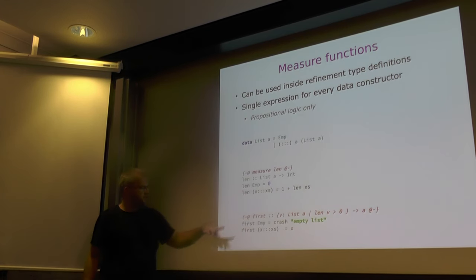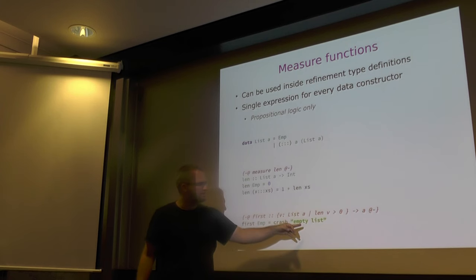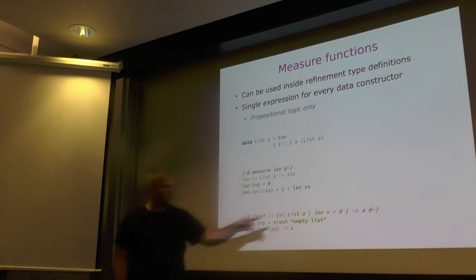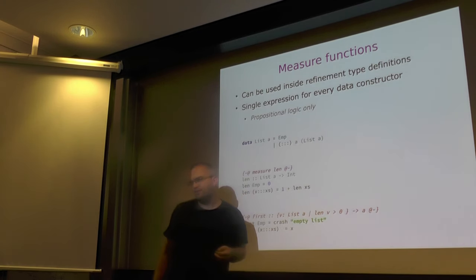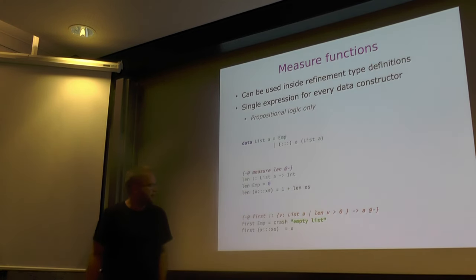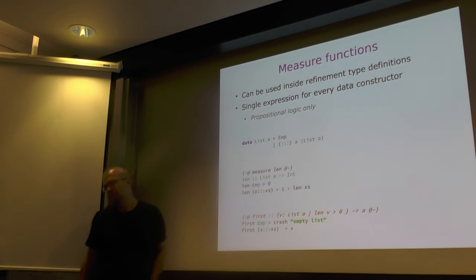So we define the first function, which is the same as head for a list, and we say, all right, first has to return something. The list that is input to the first function has to be of length more than zero, so it has to have some elements, and then it returns something. Cool. And as you can see, here we use the actual length function as a measure function, so we can do this. Otherwise, we crash.